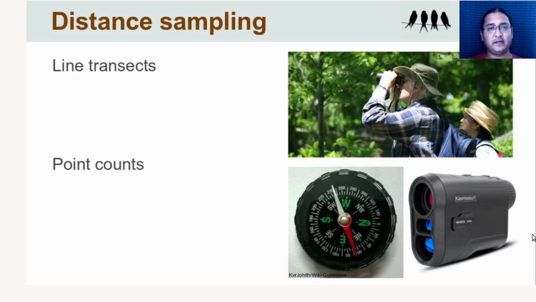The rangefinder is actually sending out a laser beam, which reflects off the bush or the tree on which the bird is sitting, and then comes back and tells you what the distance between you, the observer, and the bird is. And that's why this is called distance sampling.